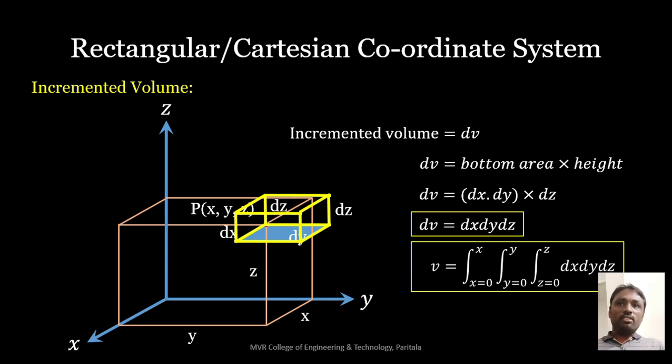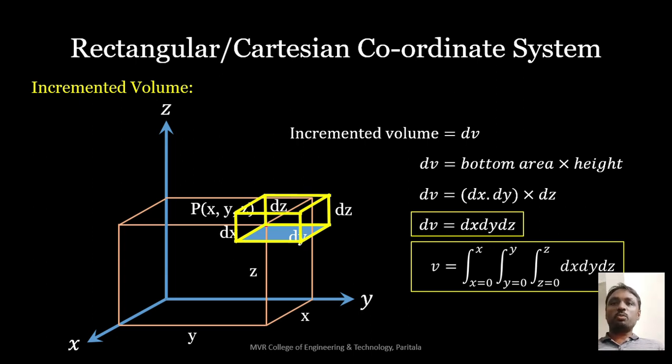Can you check it? First you do the integral of dx. The integral of dx means x. What is the limit? 0 to x. That means the upper limit is x, lower limit is 0. So for x, the upper limit is x, minus the lower limit 0, so x minus 0 gives x. That is the result of dx. What will be the result of the integral of dy? y minus 0 gives y. So x into y. What is the result of dz? It will give z. So xyz.